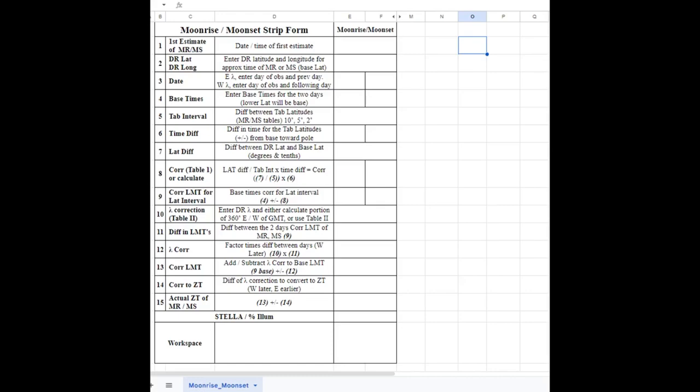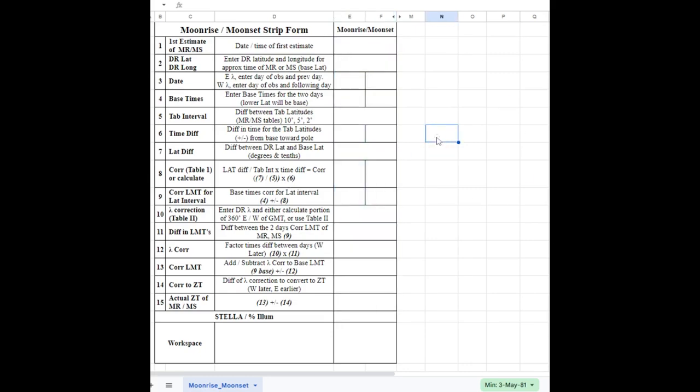Here's our Moonrise Moonset strip form that we use at SurfNav. You'll see that it looks exactly the same as the one we use in class. We have the line numbers, the short step, and then the written out step as to what we should do. And then we have one column. In class, you'll see that we do have more than one column for those. Here, everything else is the same. We just have one column so that it doesn't take up the entire screen.